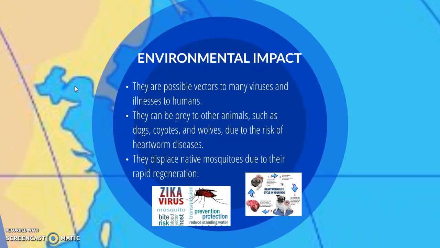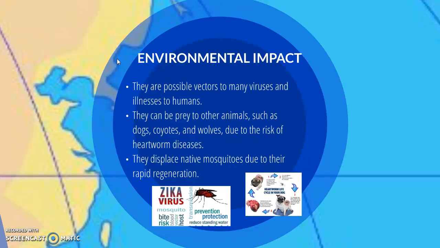So the Asian tiger mosquitoes are possible vectors to many viruses and illnesses in humans, such as yellow fever, Zika virus, and the West Nile virus. Then they can also be a threat to other animals, such as dogs, coyotes, and wolves, due to the risk of heartworm diseases. But then, there are also heartworm medications that have been readily available to pet owners. But then the risk of heartworm has increased sharply.